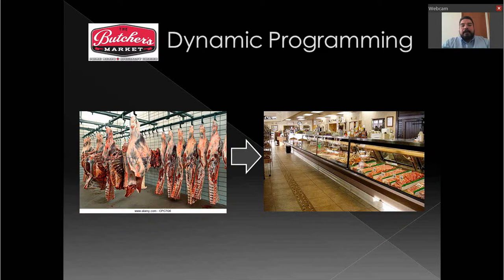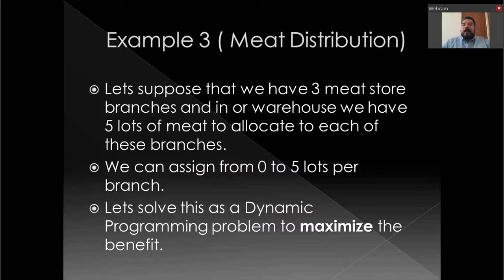Okay, today we're going to analyze a Meatstore dynamic programming problem, and let's see what it says here. Let's suppose that we have three Meatstore branches, and in our warehouse we have 5 lots of meat to allocate to each of these branches.